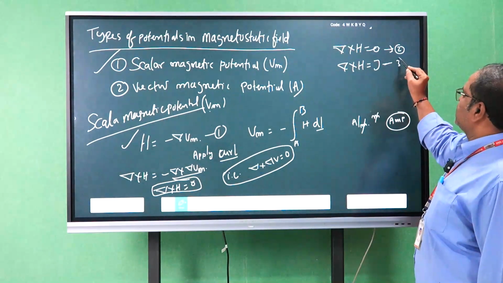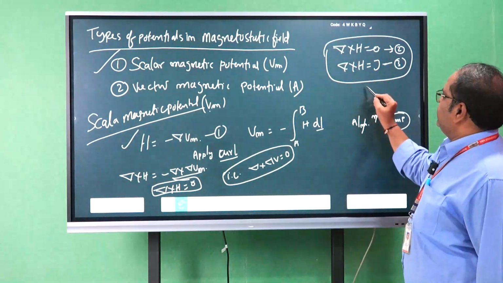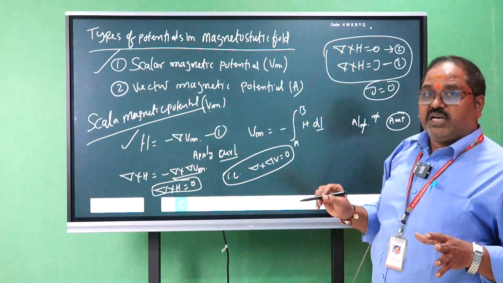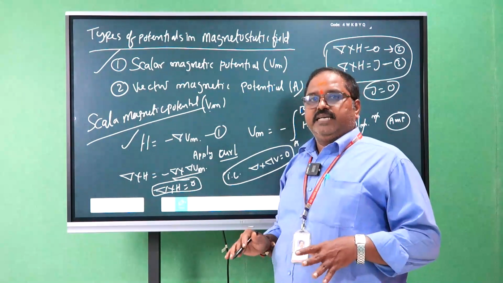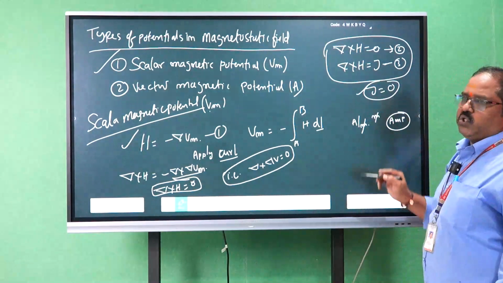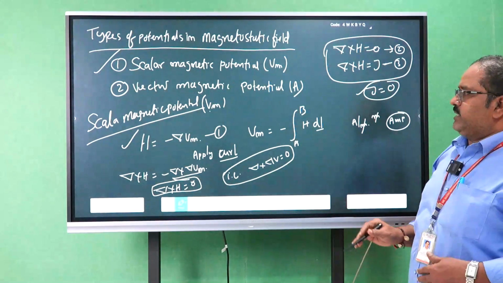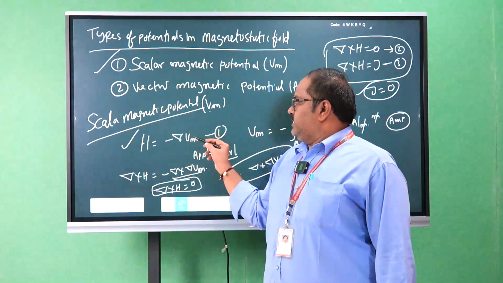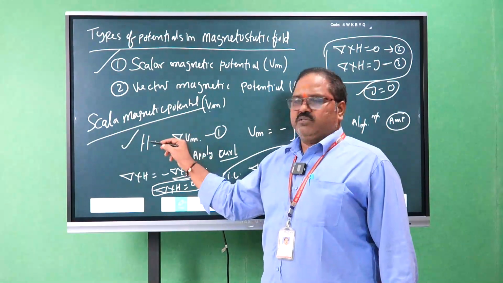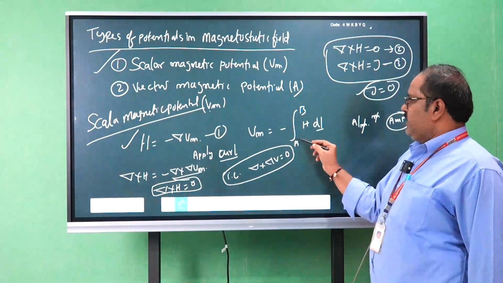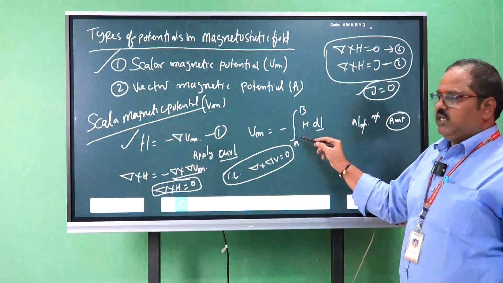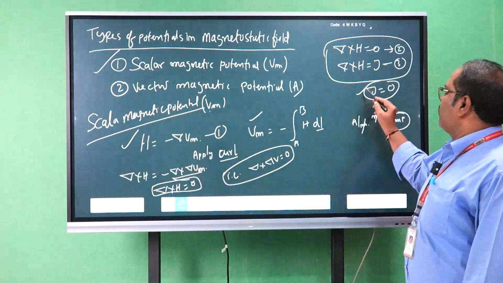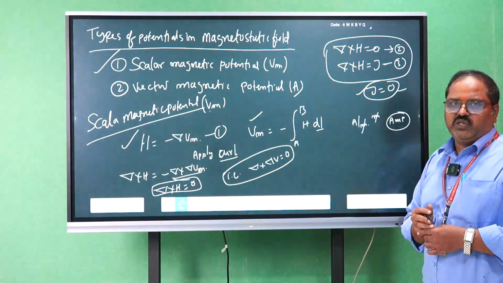You have to compare the two equations. The scalar magnetic potential exists in a region where the current density J is equal to 0. Very, very important concept. The negative gradient of a scalar magnetic potential gives the magnetic field intensity, and the negative integral of H dot dl defines the scalar magnetic potential. The scalar magnetic potential exists, therefore J is equal to 0.